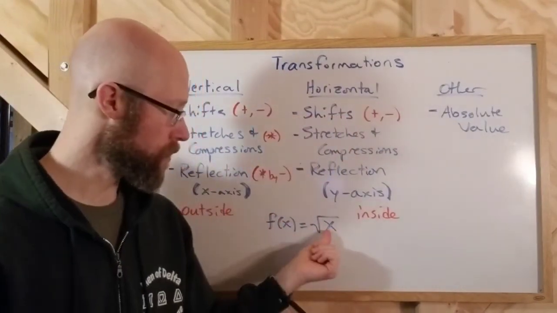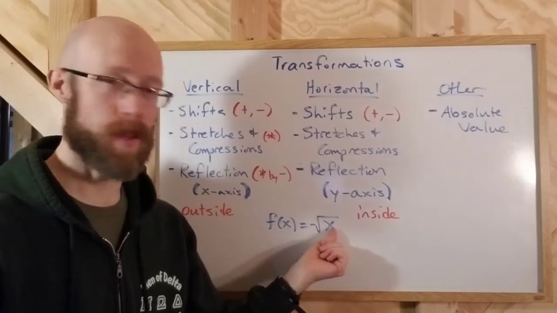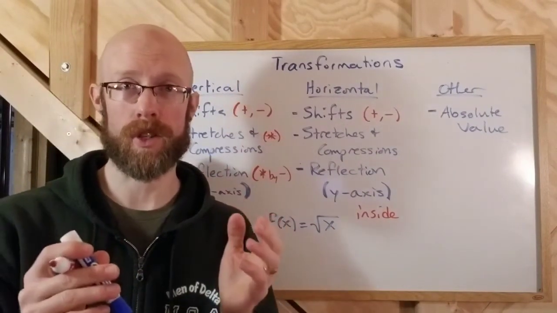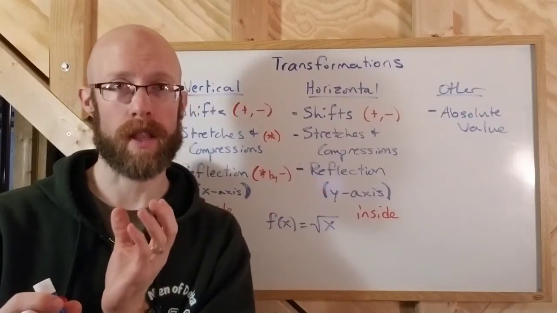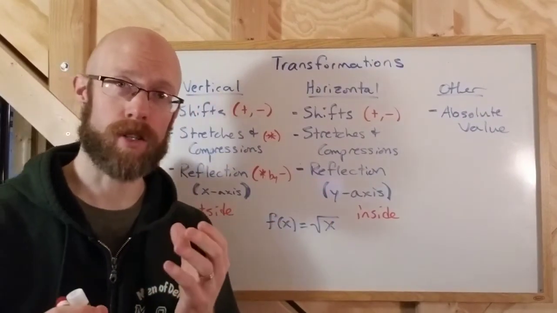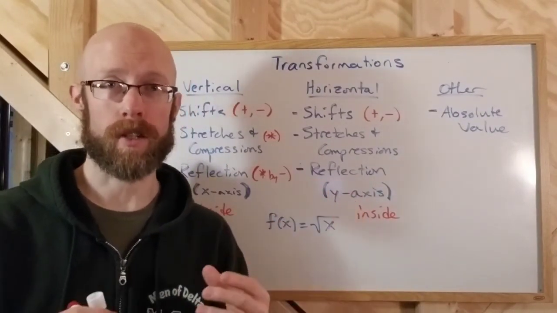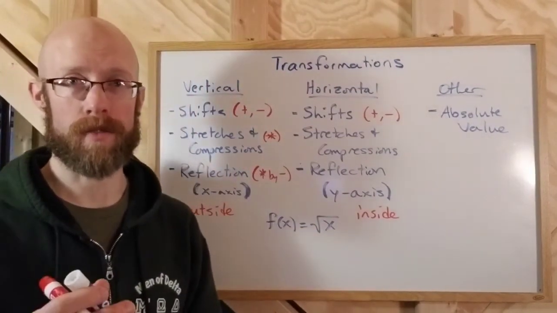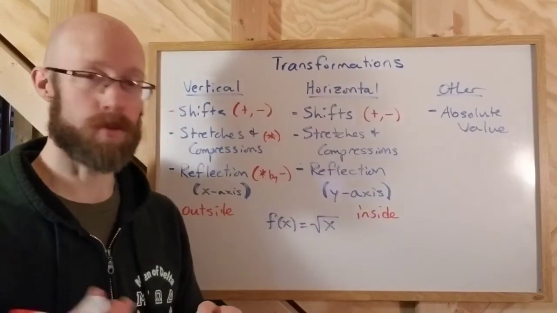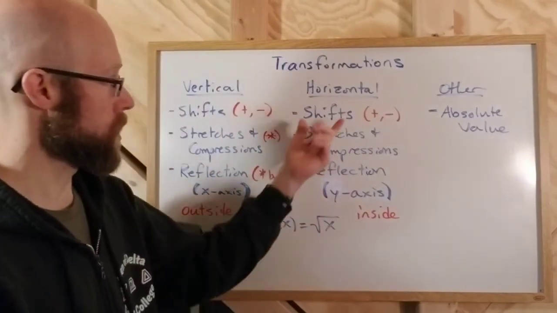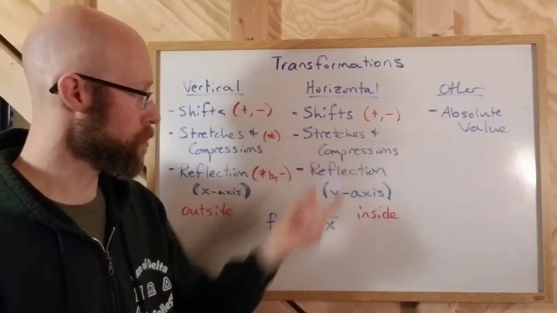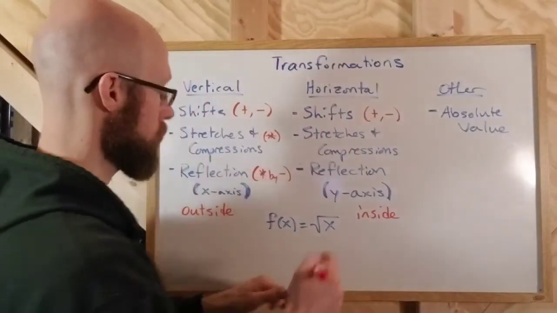So if I were to add something inside the root here, like the square root of the quantity x plus 2, that would actually shift the graph left, and the subtraction shifts the graph right. So it's actually the opposite. We'll discuss that a little bit more in the next video as we go through some of the details there. But again, shifting is done by adding and subtracting. Stretches and compressions, again, are done by multiplying.